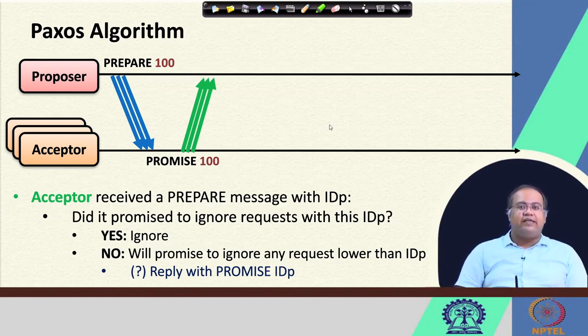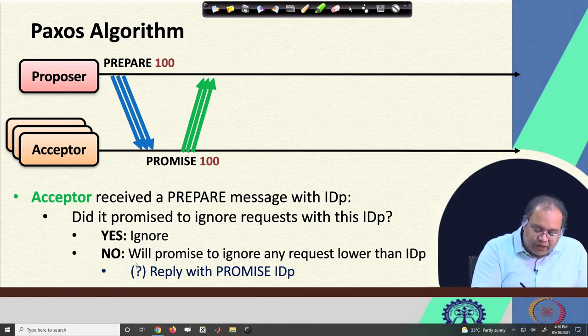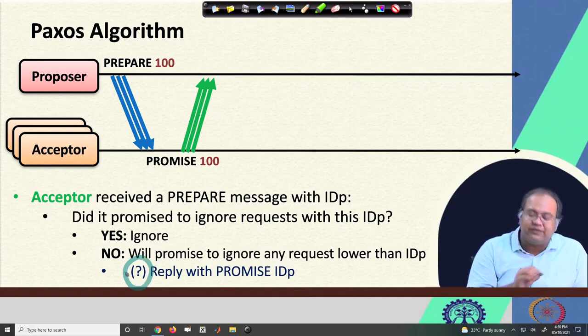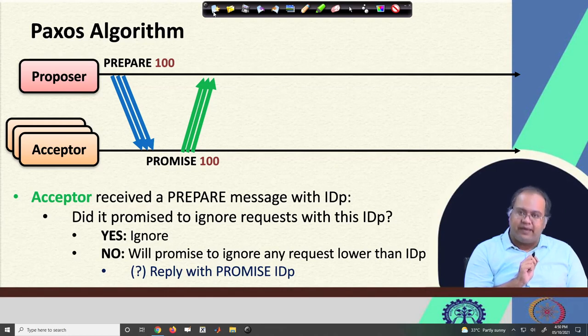When the acceptor sends this promise message to the proposer, that means the acceptors are agreeing that if another prepare message comes with an ID lower than 100, then we are going to ignore that. Now, here I have put up a question mark, so we are later going to add something here. We will see it later, but for the time being just assume that whenever you receive a prepare message as an acceptor, if you have promised earlier to ignore it, then you ignore it. Otherwise, you send a promise message with that particular ID, here promise 100.